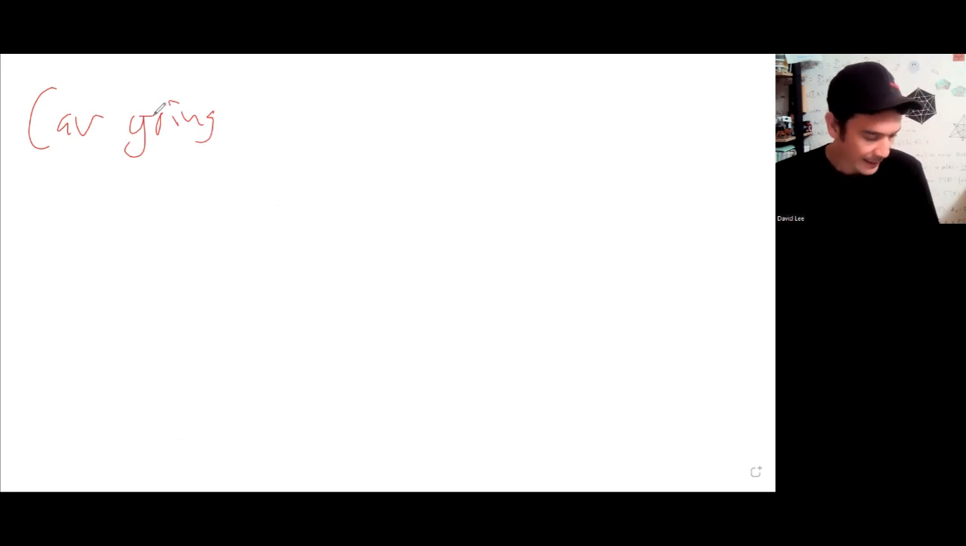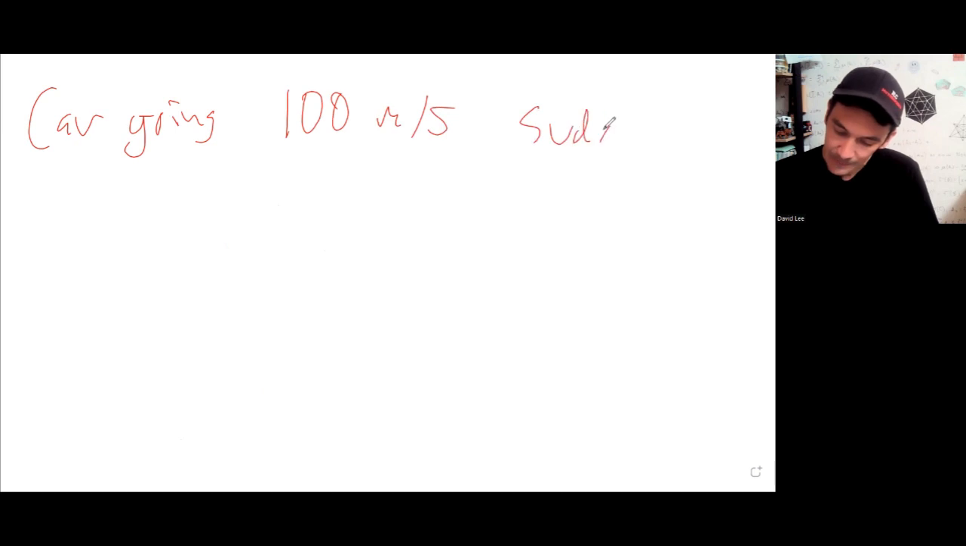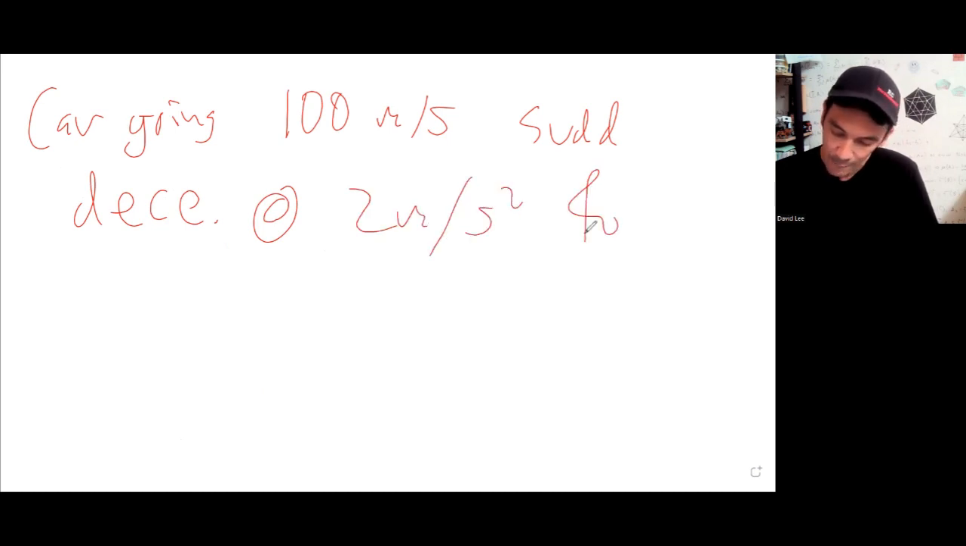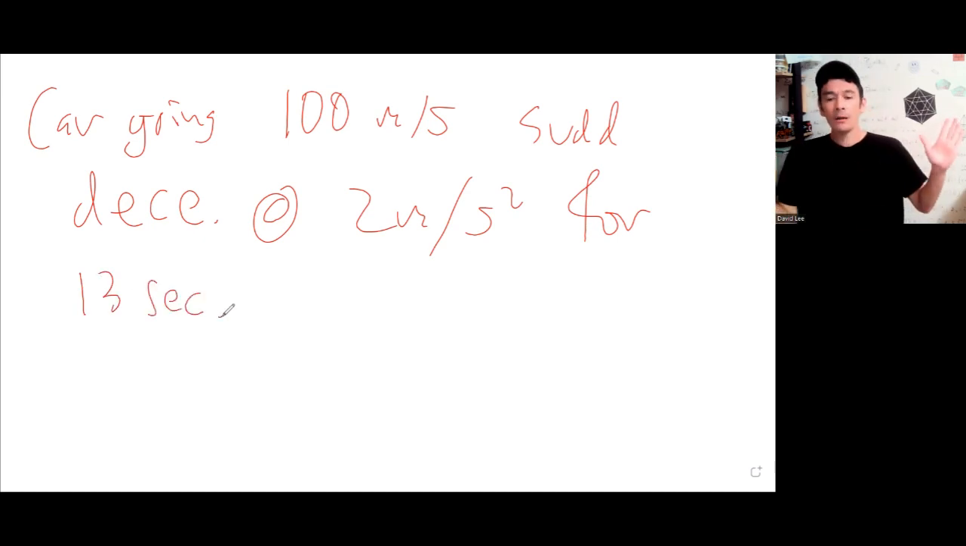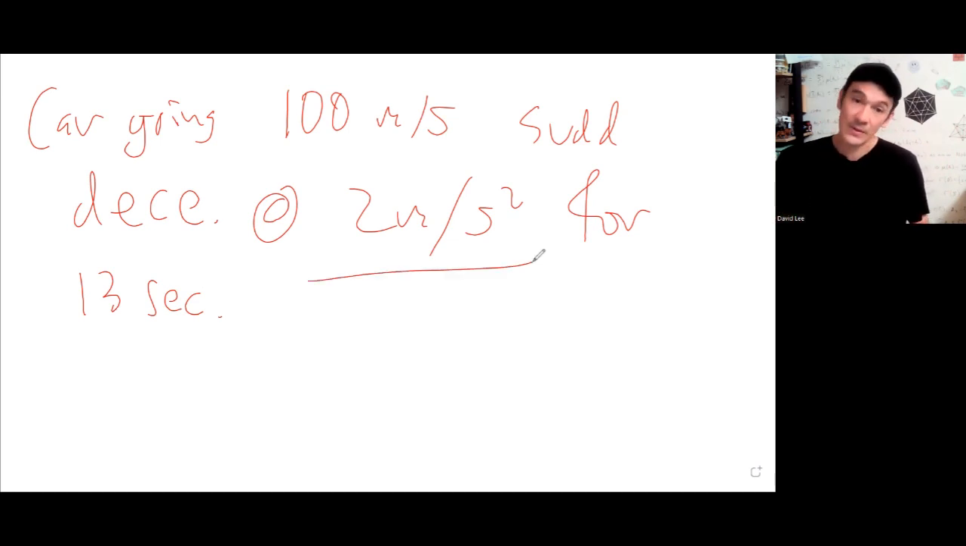What about a little bit of physics here? So let's say that there's a car. Right now, the car is going, let's say, 100 meters per second. And then it suddenly decelerates at, let's say, 2 meters per square second for a total time of, let's say, 13 seconds. So there's a car going 100 meters per second, and then boom, it suddenly begins to slow down, right? It's hitting the brakes for 13 seconds at this constant acceleration or deceleration because it's slowing down.